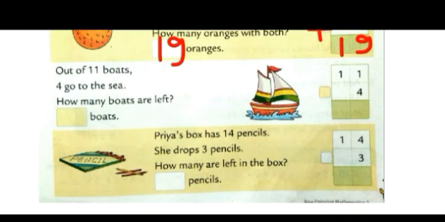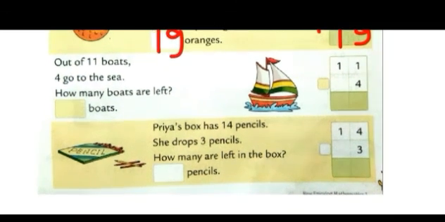Now scholars, see the next one. Out of 11 boats, 4 go to the sea. How many boats are left? Here, we have to subtract 4 from 11. But see, when we start subtracting from the ones, 1 is there and we have to subtract 4. It is not possible to subtract a bigger number from a smaller number. So we need to regroup it. That means we will borrow from the tens.